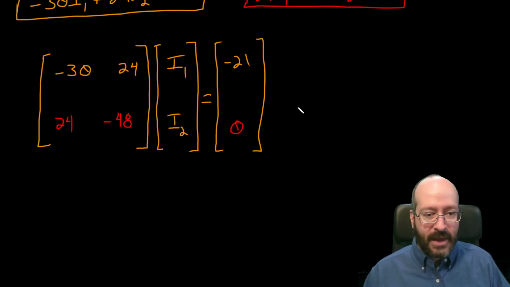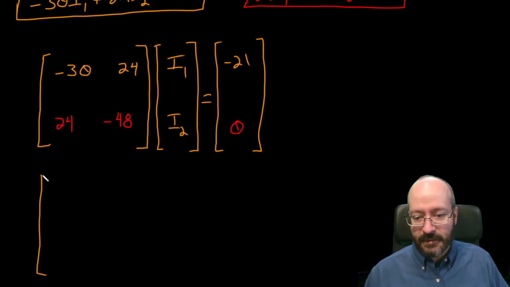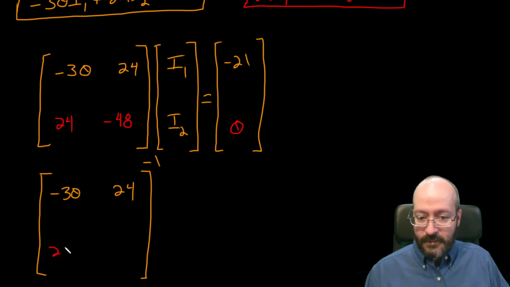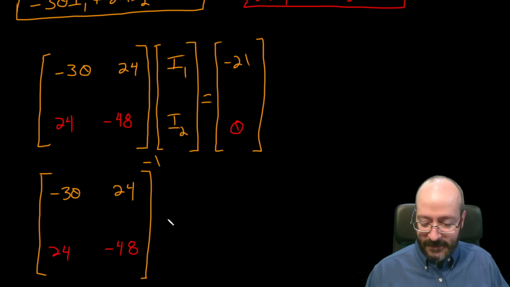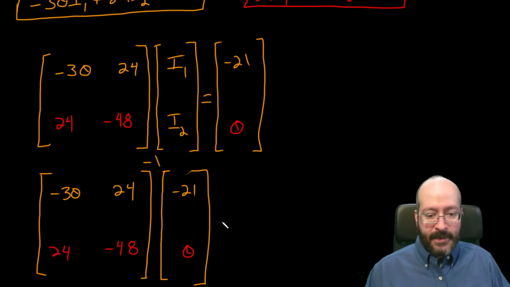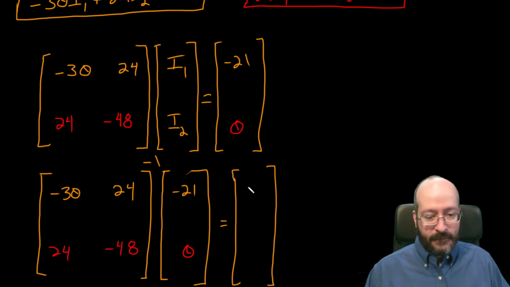But to save a little room and to kind of mimic how we're going to solve this, a lot of times I'll write this in a different form, because we're going to invert this matrix. It is important to write the negative 1 because we're going to invert that matrix, and we get negative 30, 24, 24, and negative 48. And then we're going to multiply it by the right hand side, negative 21 and 0. And that's going to equal our vector of unknowns. So we're just solving that system for our vector of unknowns.